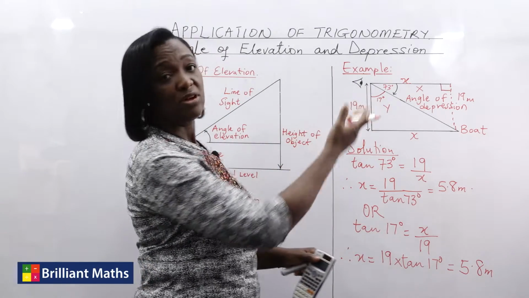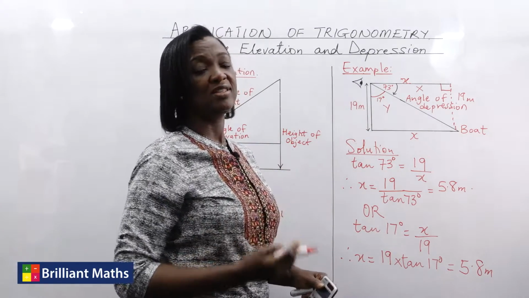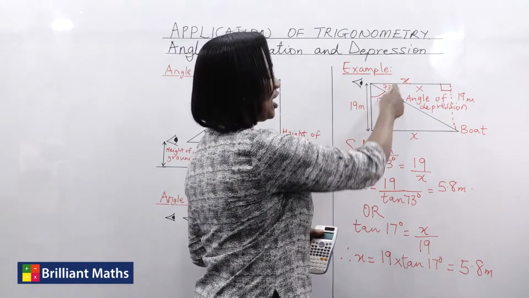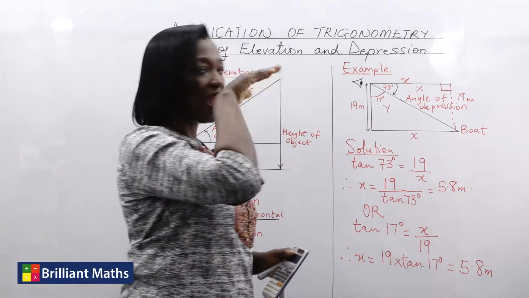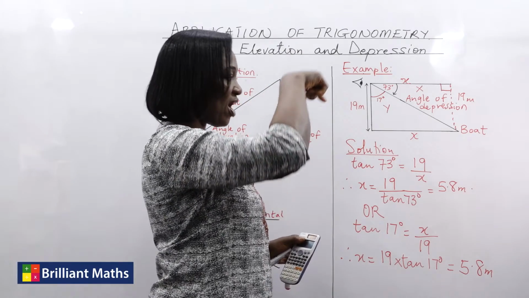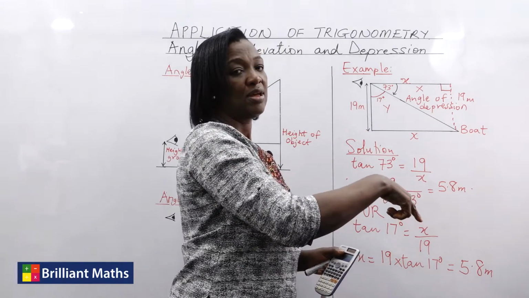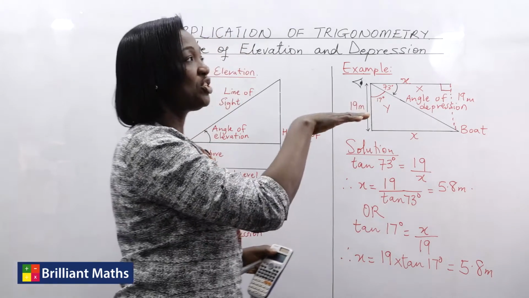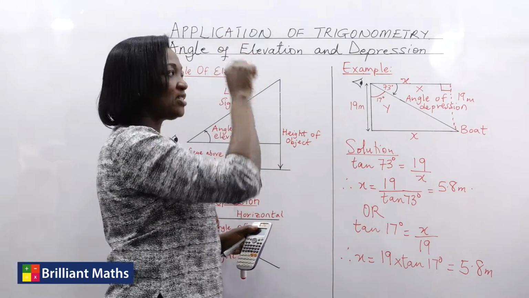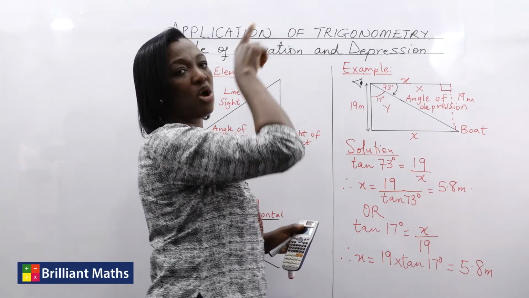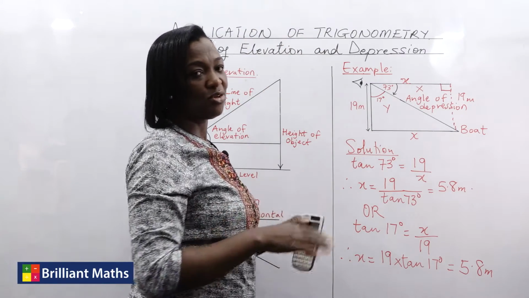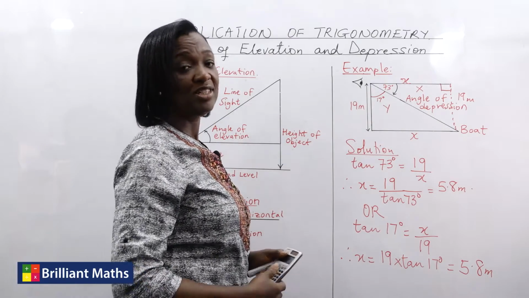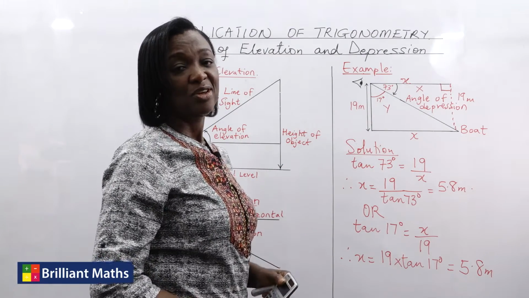So any of the methods you use, you should get the same answer. But know that your angle of depression is the angle that the line of sight makes with your eye as you look down. That is your angle of depression. And the angle of elevation is the angle your eye makes with the line of sight as you look up. That's the only difference. And you have two methods or two ways of calculating it. Try it out. You'll surely understand.